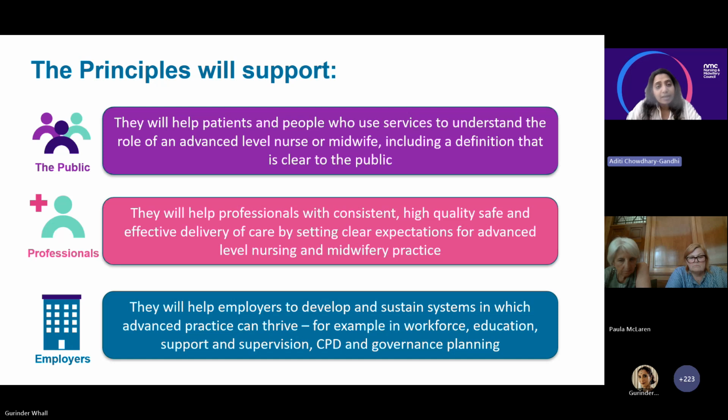So we want to make sure that with these principles, you have an idea of some of the expectations from a regulatory perspective on what good systems of governance, for example, look like. What does it mean to have solid support and supervision for those who are working at an advanced level of practice? So we hope that that will help you design your own individual workforce plans, education plans, and your policies that meet your own specific requirements.